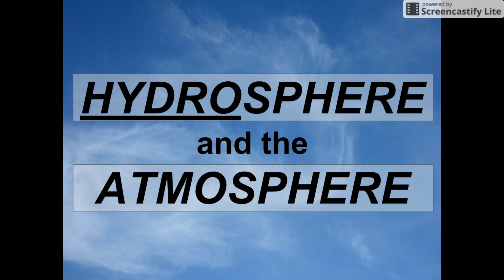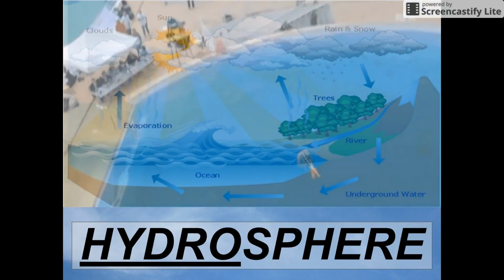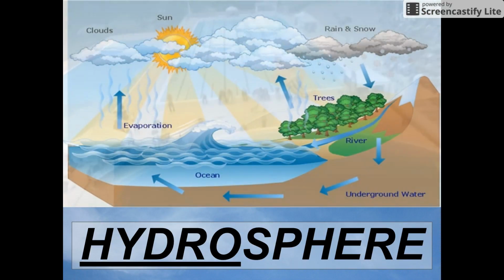Now that we know the 4 main layers that surround the Earth, let's focus on 2 for this learning target: the hydrosphere and the atmosphere. You may ask, what is the hydrosphere and the atmosphere? Without further ado, let's dive in. See what I did there? I said that because we are going to start with the hydrosphere.